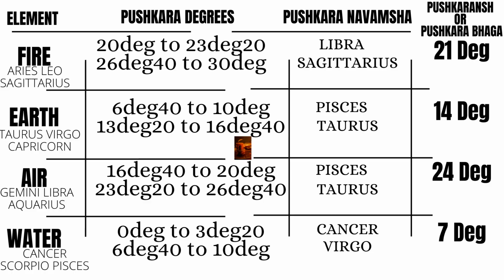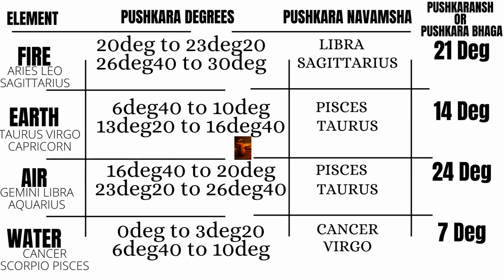Now friends, I will explain this concept via a slide which you can see on your screen. In this slide I have mentioned the degrees of the Pushkara Navamsha. As you can see, all the fire signs like Aries, Leo, Sagittarius have the Pushkara Navamsha degree at 20 degrees to 23 degrees 20 minutes, which is the Navamsha Pada of Libra, and 26 degrees 40 minutes to 30 degrees, which is the Navamsha Pada of Sagittarius.